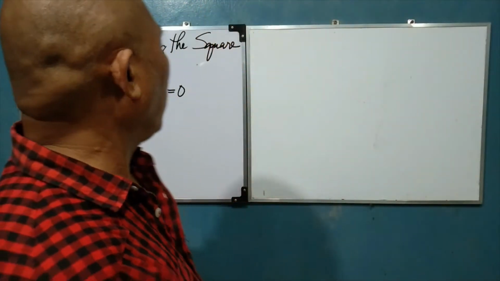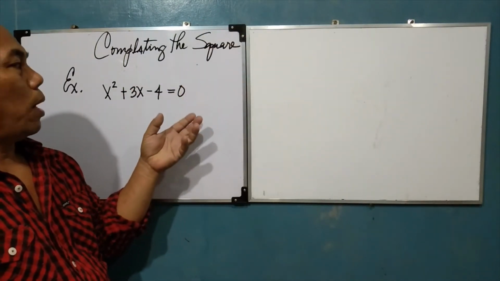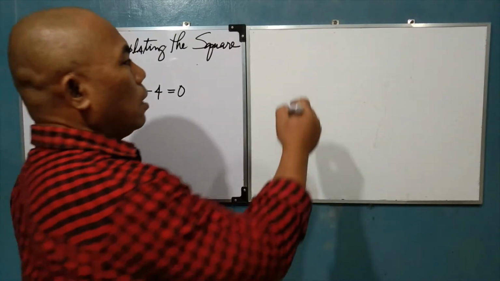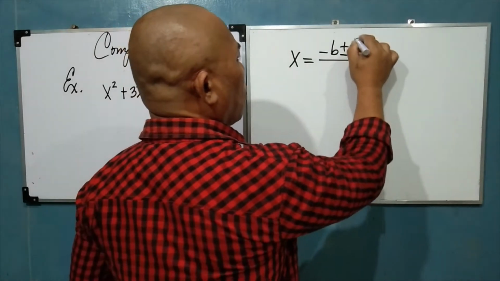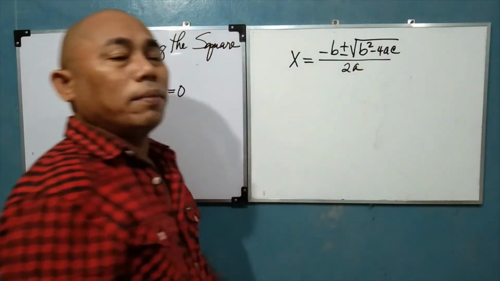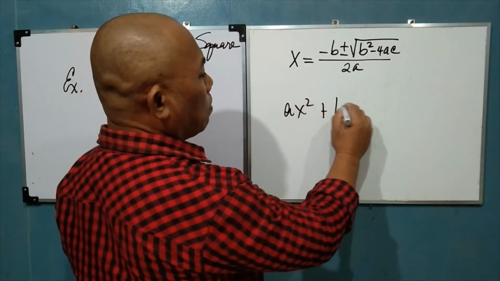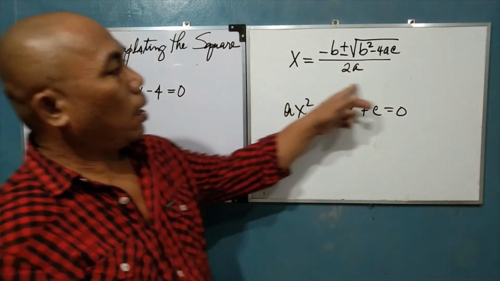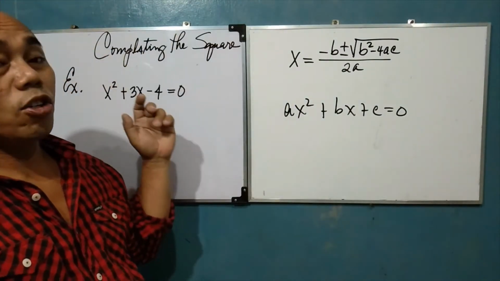This time, I am going to discuss with you about completing the square, a method in getting the roots of a quadratic equation. And I'd like to remind you of the quadratic formula: x equals negative b plus minus the square root of b squared minus 4ac all over 2a. This one is derived from the quadratic equation ax squared plus bx plus c equals 0, and this is derived through the method completing the square.